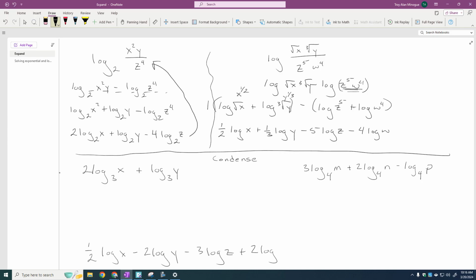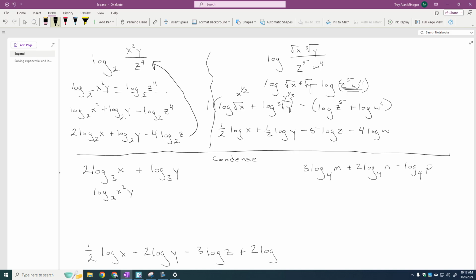Okay, so this exponent, just going backwards, this can go up to here, this is going to go up to here. So this becomes the log base 3 of x squared. And now this addition here will become multiplication. This will become x squared times y, because it's addition, which means when I put it into a single log, it becomes multiplication.